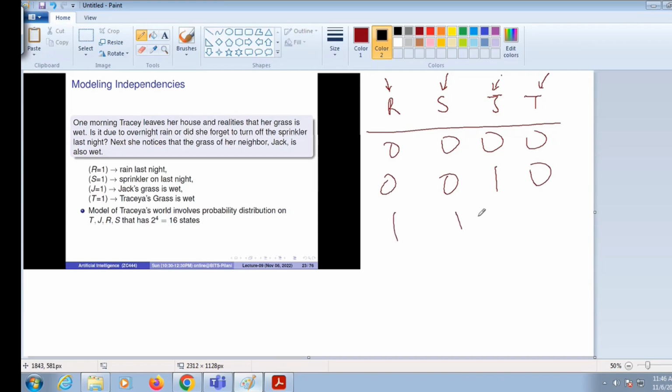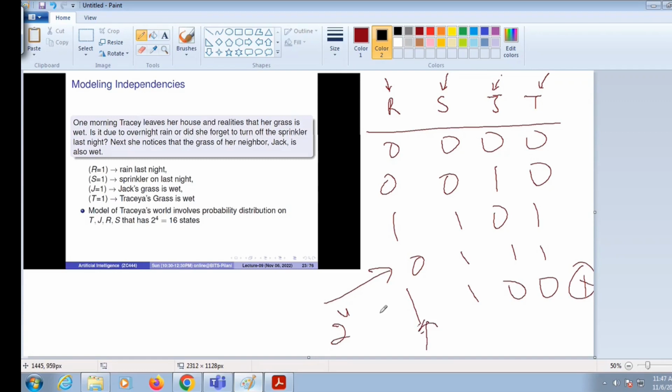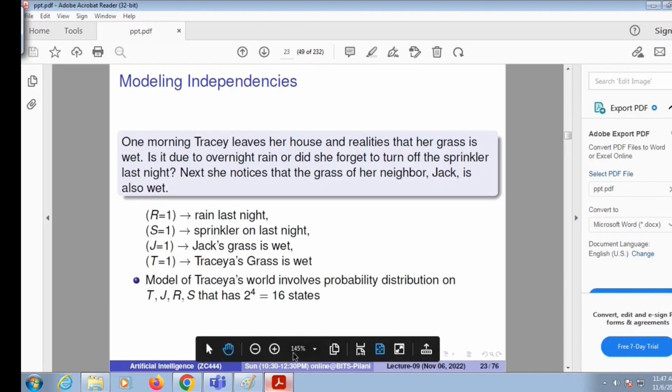Can you understand 1 1 0 1? What does it mean? 1 1 1 0? What does it mean? Can you tell? For example, this one: there was no rain, the sprinkler was on, Jack's grass is wet, and Tracy's grass is also wet. 1 1 0 0 means what? Rain was there, the sprinkler was on, and the grass of Tracy and Jack were both not wet. It is an absurd thing, but because of the setting you can do all these things. How many settings are possible? 2 to the power 4, because you can apply two values to any of these variables. So 2 to the 4, that is 16, spaces are actually possible.